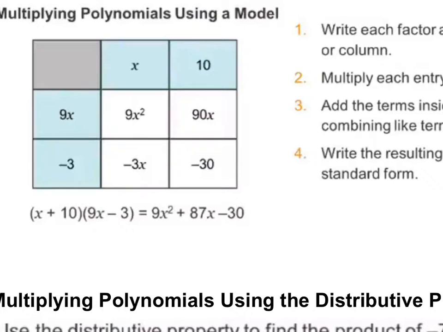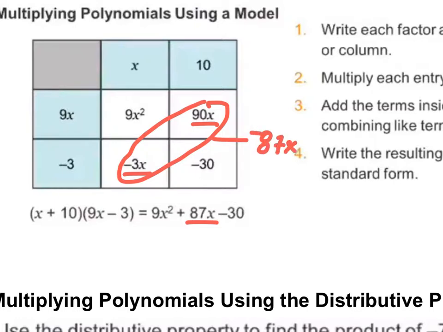What I can then do is add my like terms here: 90x plus negative 3x gives me 87x, positive 87x. So then we add those, and we get a new thing called a trinomial.